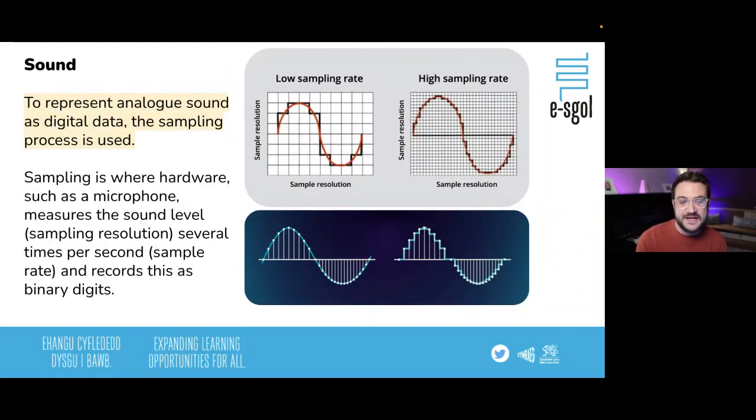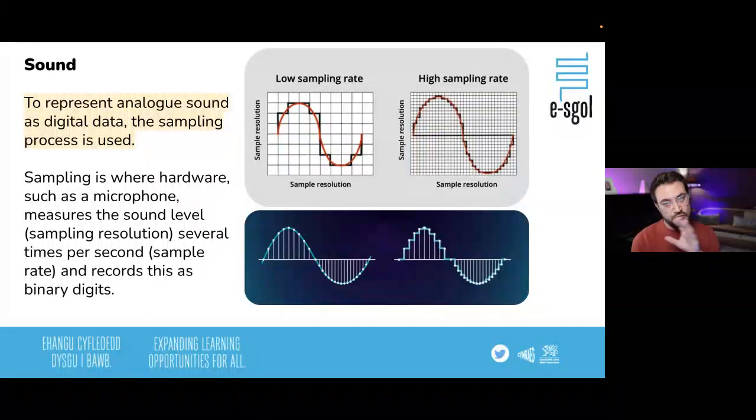Okay, back to sound again then. To represent analog sound as digital data, the sampling process is used. So sampling is a really important word here when we're talking about moving from analog to digital sound. The reason for that, of course, is that, like I've said, if we want to store anything digitally, we have to convert it into numbers.